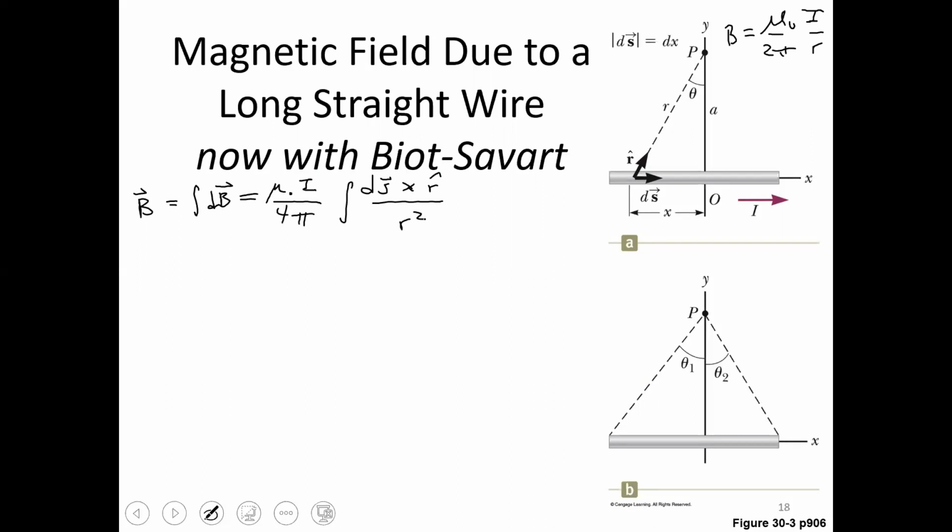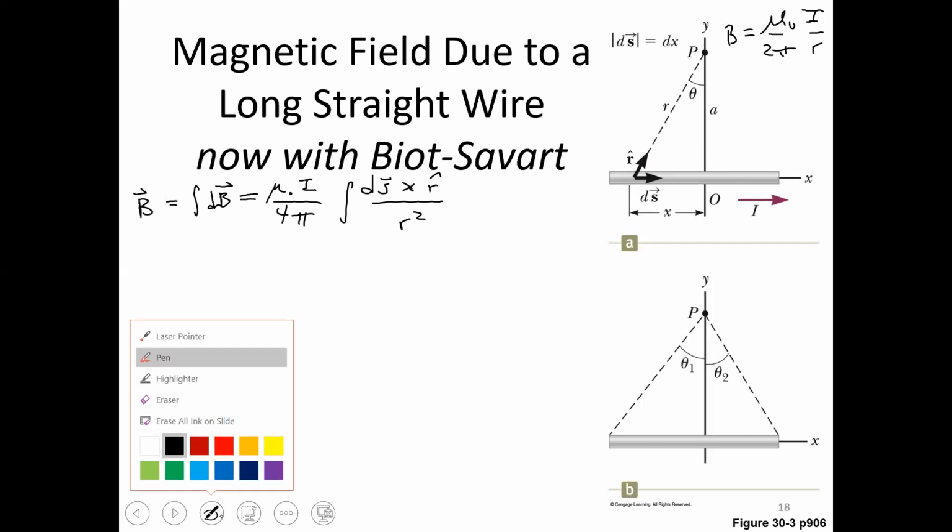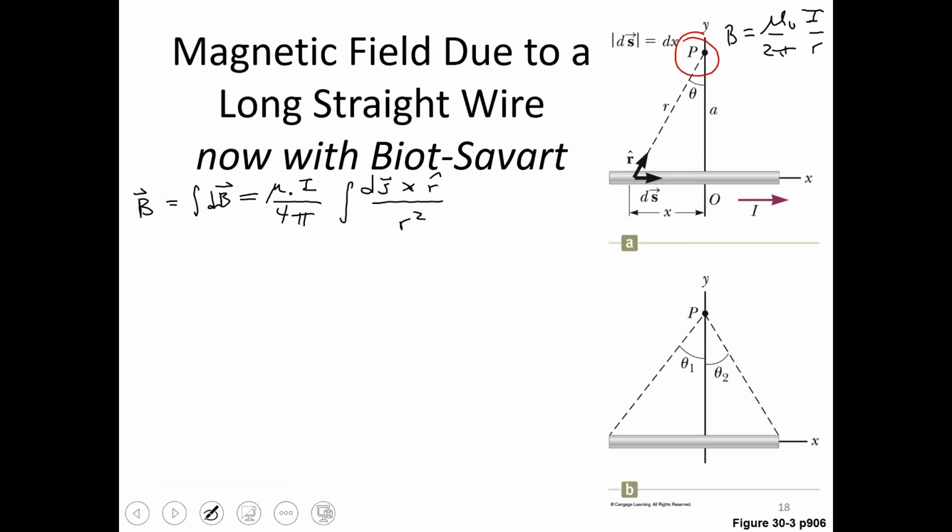So we're going to pick an arbitrary point P that you can see in this image up here. And we're going to define everything relating to how close we are to P and all that other stuff. All right, so generically, here's Biot-Savart. How do I attack this though? Well, first, I am going to evaluate just this cross product, right?